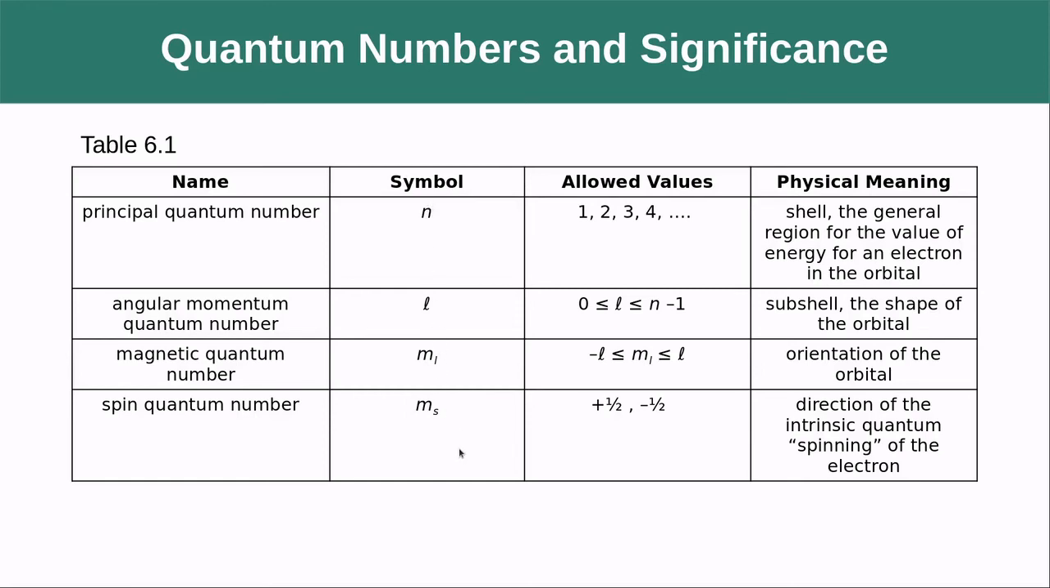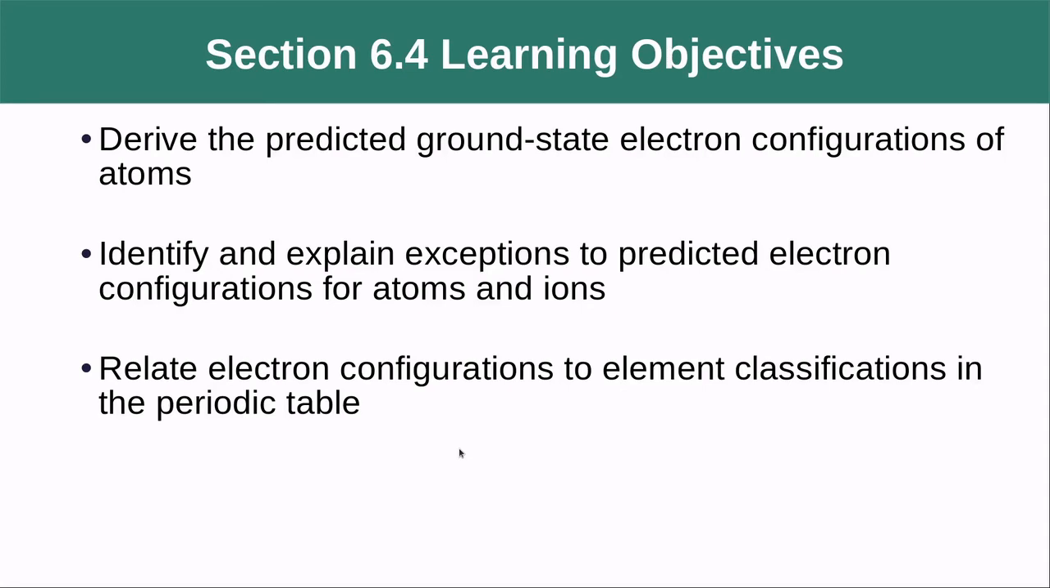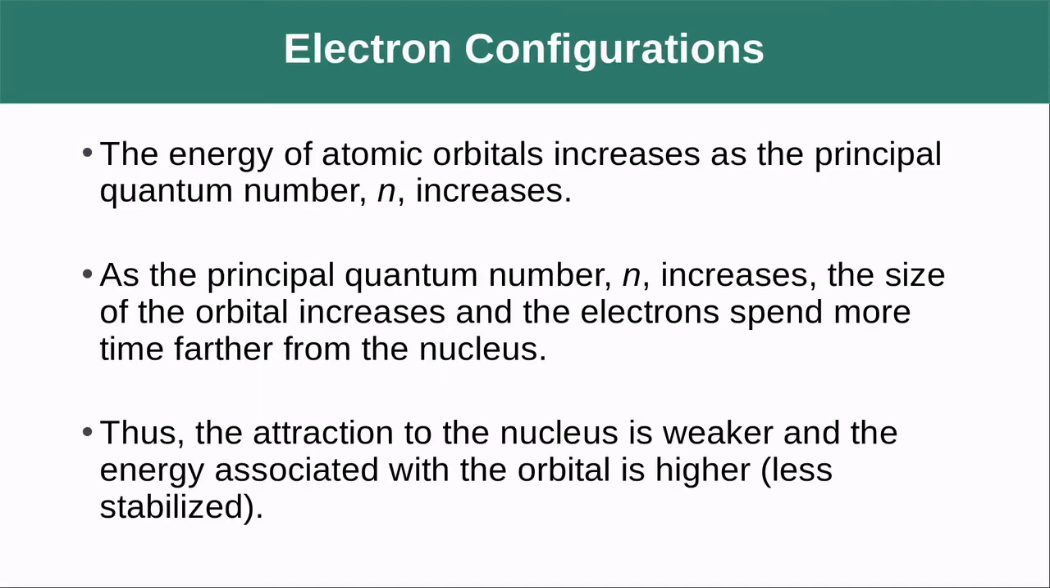All right. So in section 6.4, we're going to derive the predicted ground state electron configurations for some atoms. We're going to identify and explain exceptions to predicted electron configurations for atoms and ions. And we're going to relate electron configurations to element classifications in the periodic table.